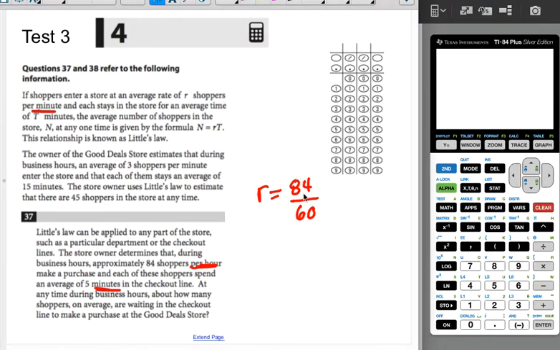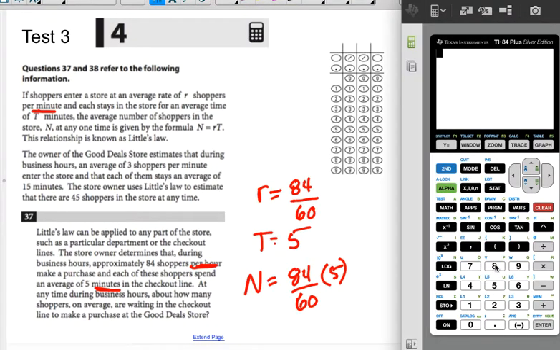So my R is 84 over 60, and the time spent in line is 5 minutes. So what we want to do is 84 over 60 times 5. You can type that in your calculator, or you can do it in your head if you feel comfortable doing so. The 60 and the 5 cancel to give you a 12 in the denominator, and 84 is divisible by 12. It would give you a 7.